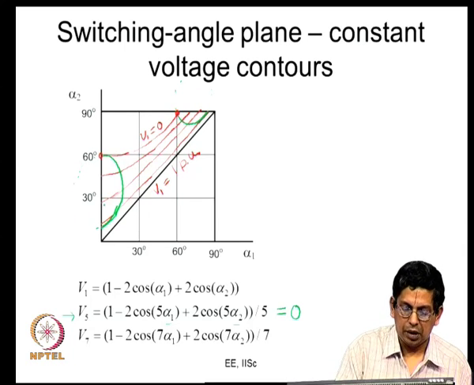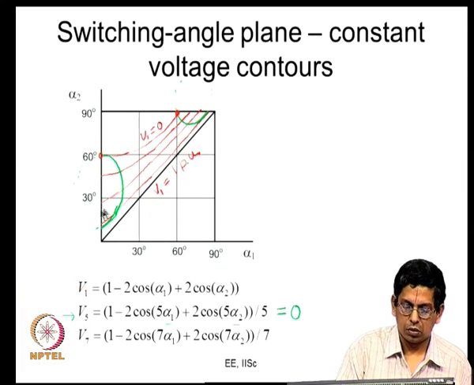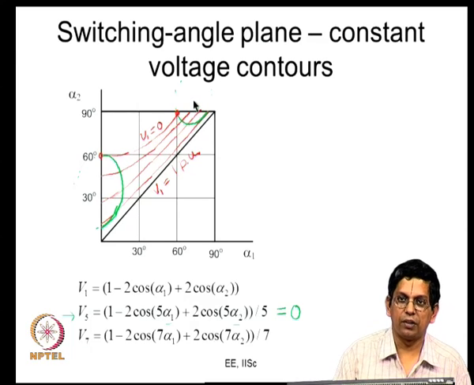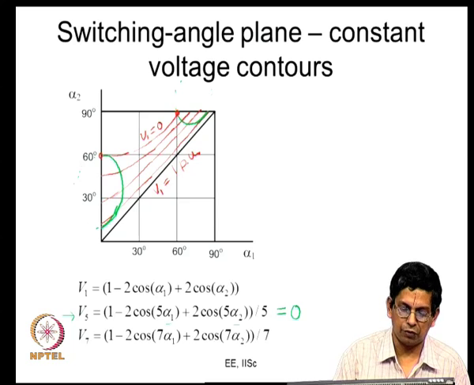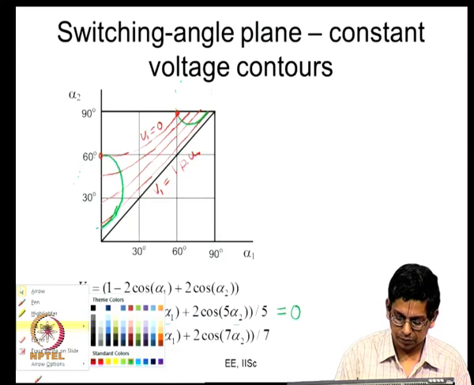This curve can be obtained by shifting this contour by 72 degrees and shifting further up by 72 degrees. This 72 degrees is 360 by 5, which is really related to the fifth harmonic frequency. Now, you can also look at where the seventh harmonic components are there.